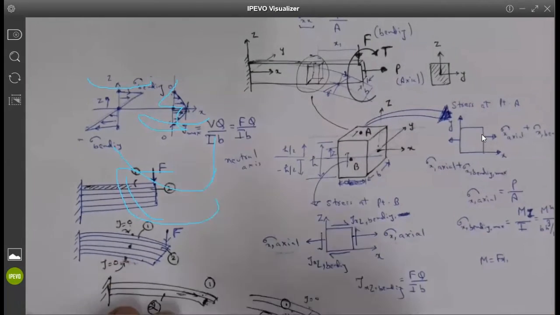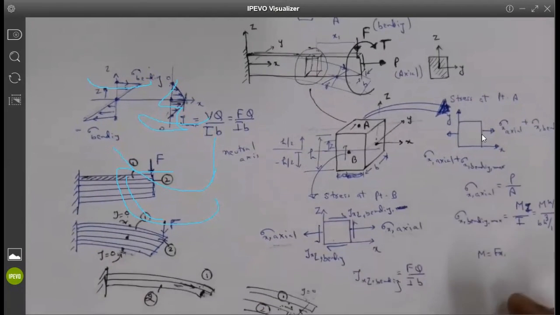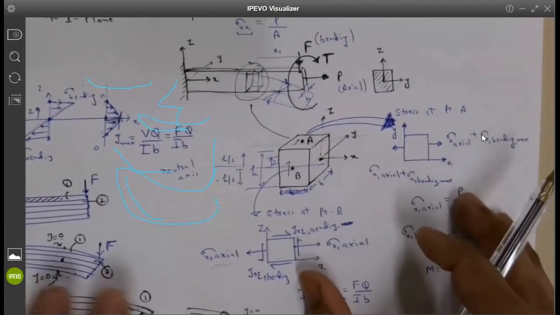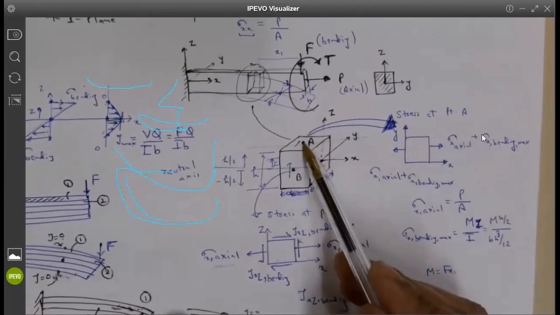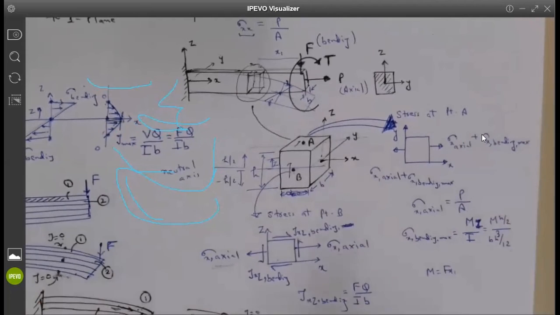Perfect. So now the question is, we will actually stop at this point. I'm not going to take this further. We will take these concepts up in the next lecture. But now the question arises: if you have this combination of stresses acting at point A and at point B, which of these two points will fail first?